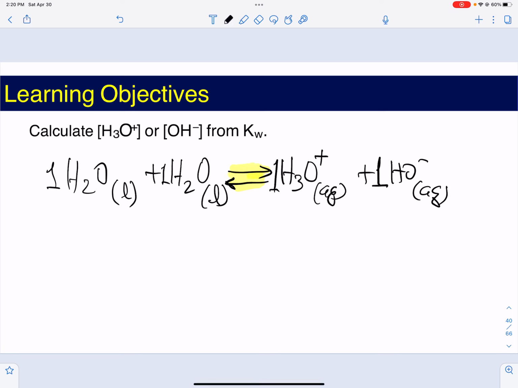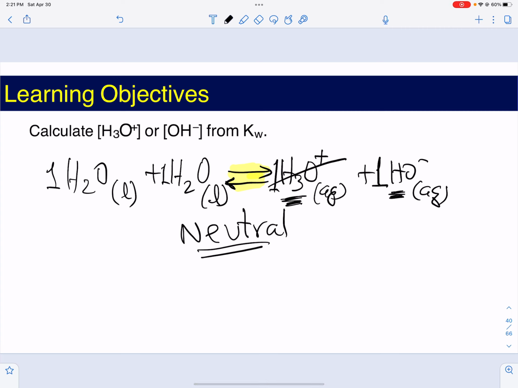So when it's water all by itself, since the amount of hydronium and hydroxide is the same, we don't notice any changes in the acidity because it's neutral. It just behaves like pure water. Even though one of every 10 million is doing that, they cancel each other.